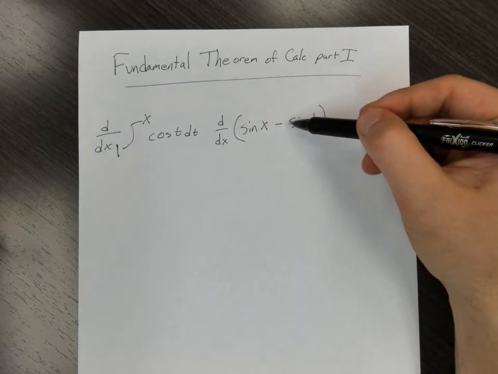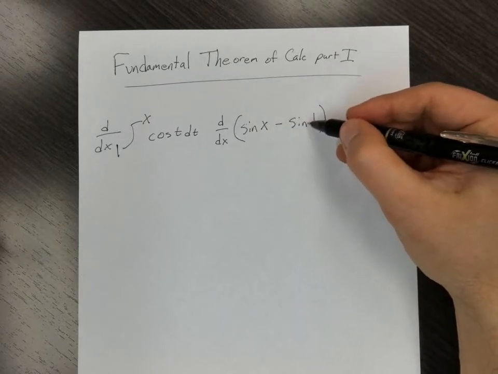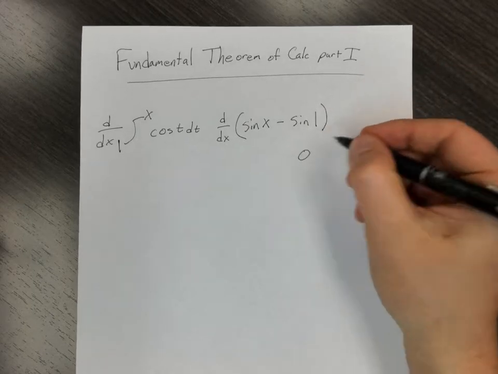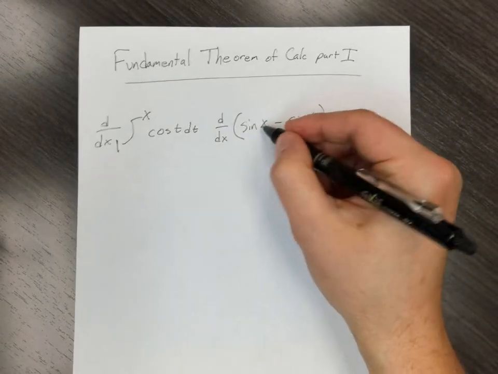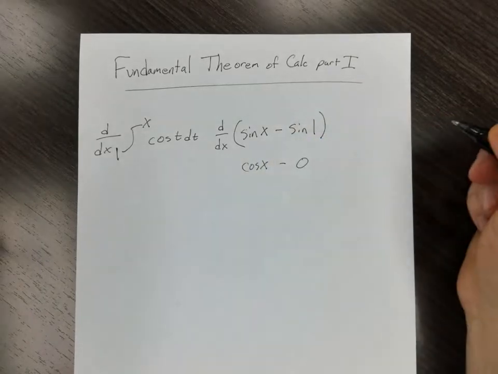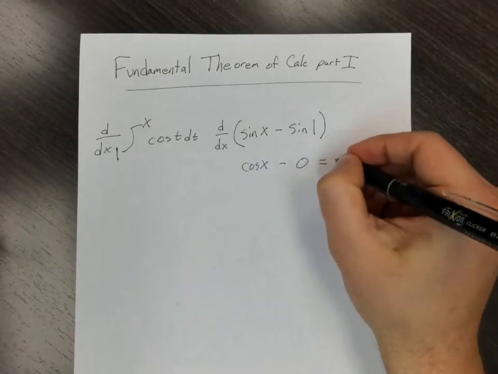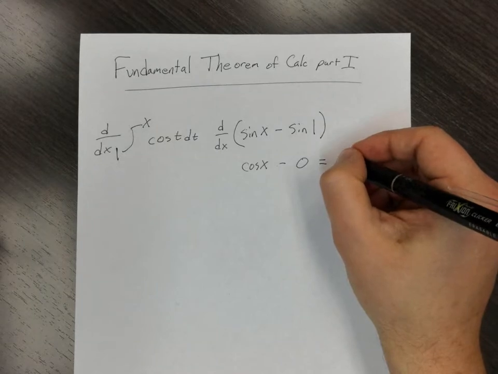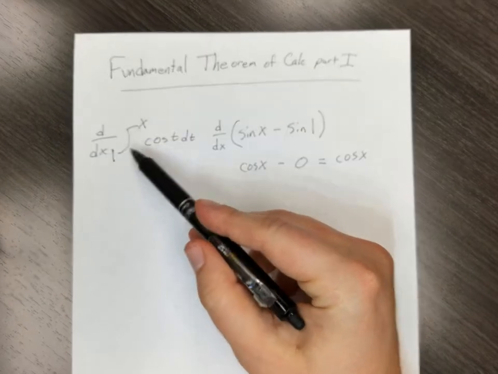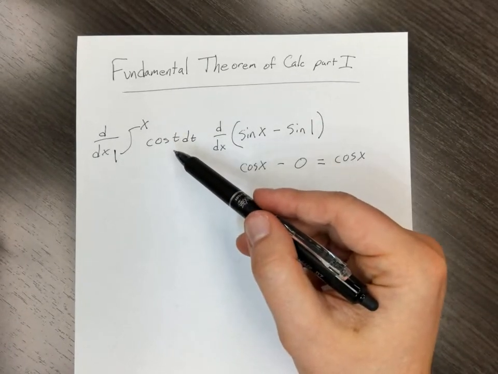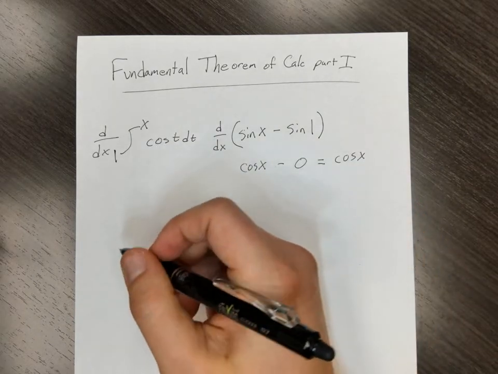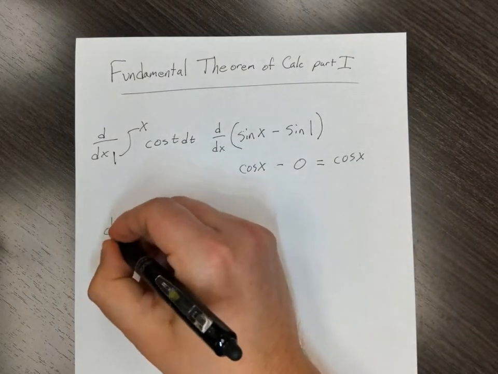But now when I want to take the derivative of that, I know that sine 1 is just a number, and the derivative of any number is going to be 0. And then the derivative of sine is cosine. So this will just be cosine x. And so you can see here, I essentially just replaced the t with the x, which is what's going on here.